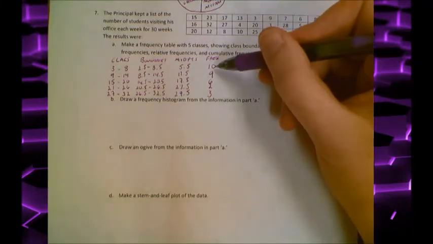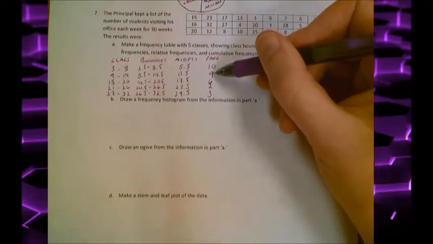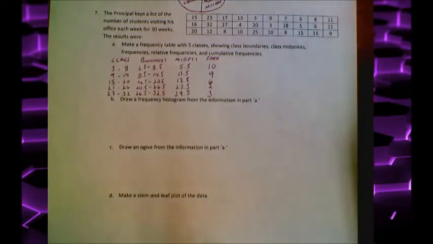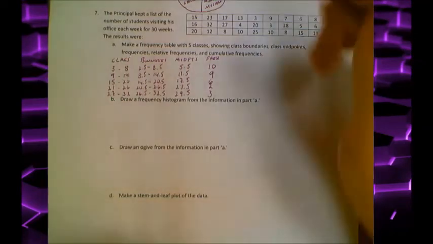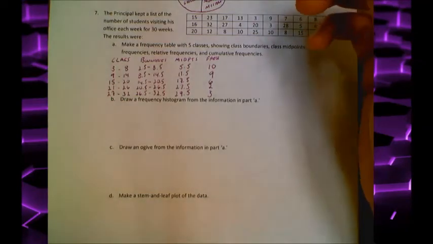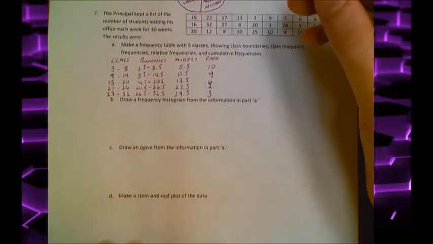30 total. So I got 10 plus 9 is 19, 25 plus 5, 30. So we got all of them there. So that's a good way to check and make sure that you didn't miss any. Tallies is another good way, but it just takes a little bit more time, but do feel free to do that if you need it.